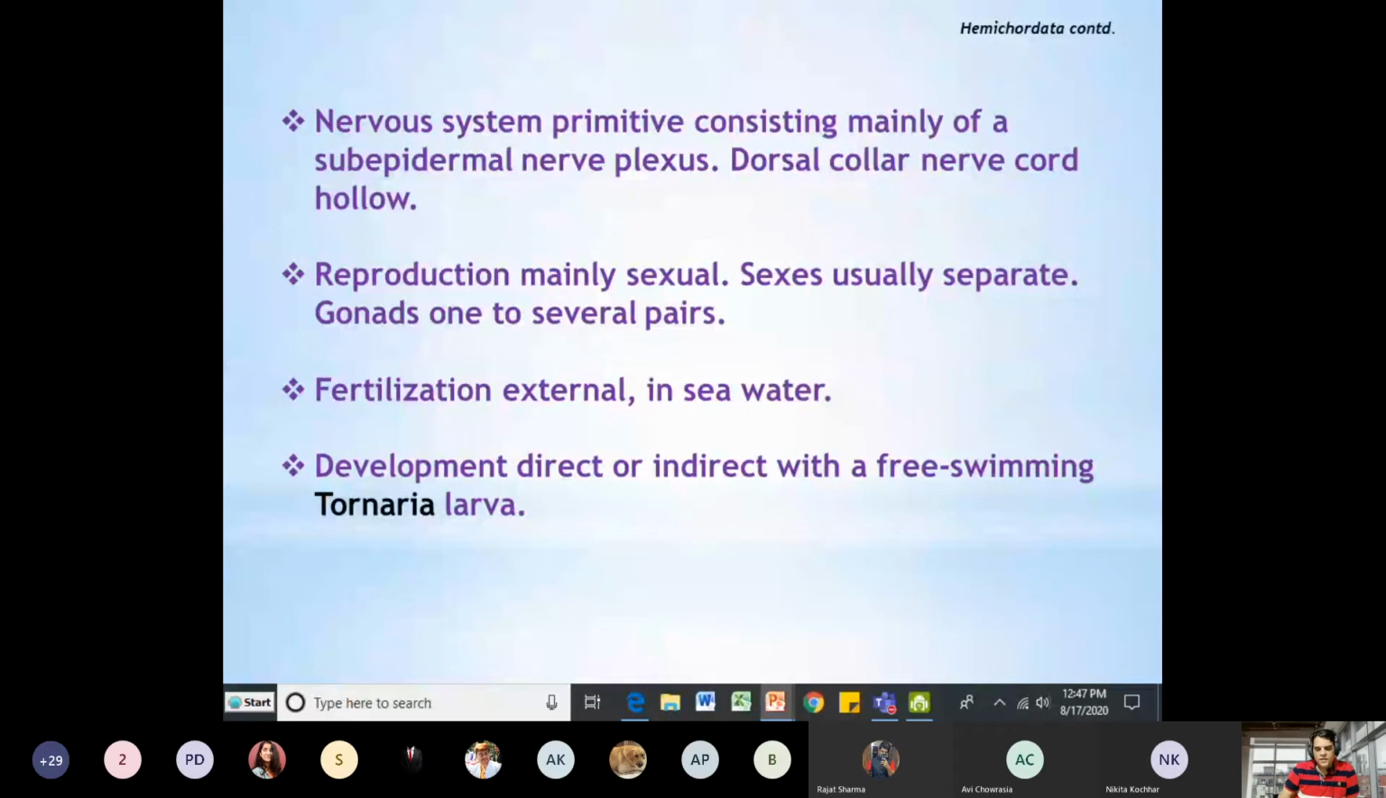So the development is indirect through the tornaria, which has a very significant role in studying the linkage between non-chordates and chordates, because this larval form tornaria resembles the dipleurula larva of echinoderms. So we discovered that the early chordates like hemichordates derived from the echinoderm larval forms.